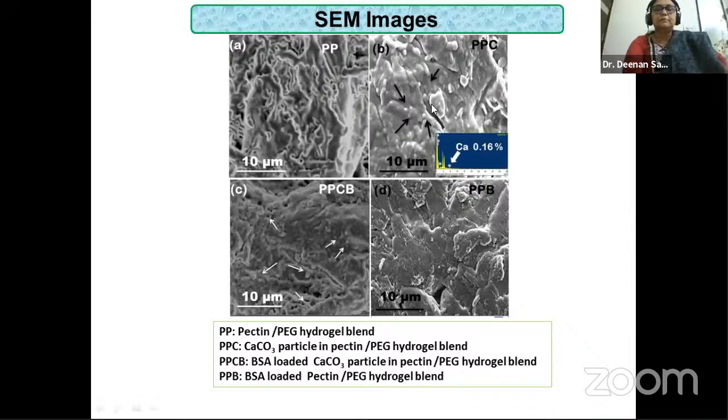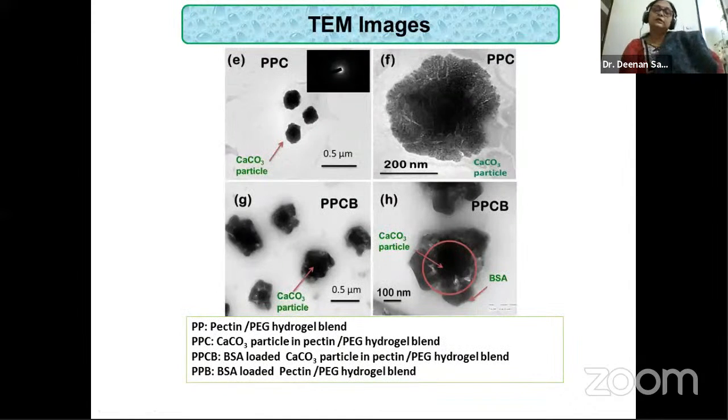Coming to the SEM images, you can see carefully. In PPC, and here, these are all plain surfaces, no particles at all. Here also no particles at all. This is only the pectin, PEG and bovine serum albumin. This is pectin PEG, the blank, and this is with the calcium carbonate and bovine serum albumin. Here you can see the particles, calcium carbonate particles. Coming to the TEM images, we could find an interesting observation.